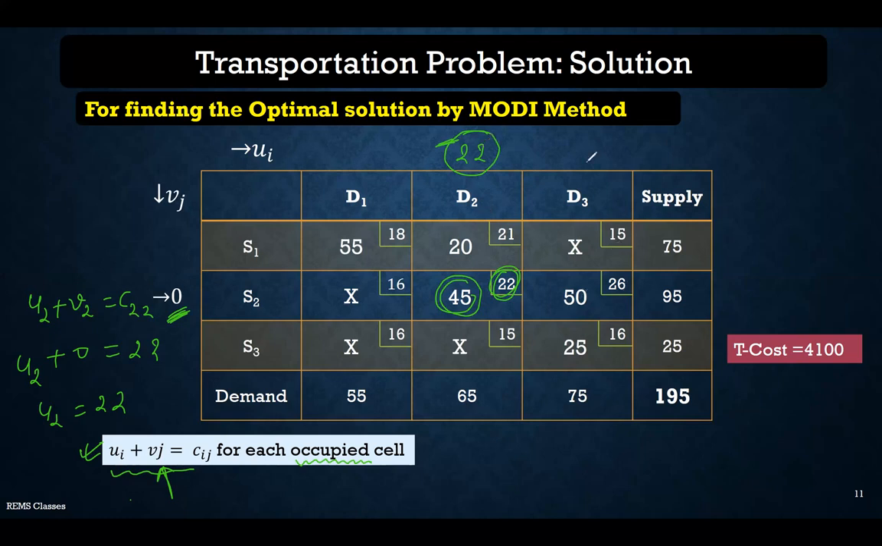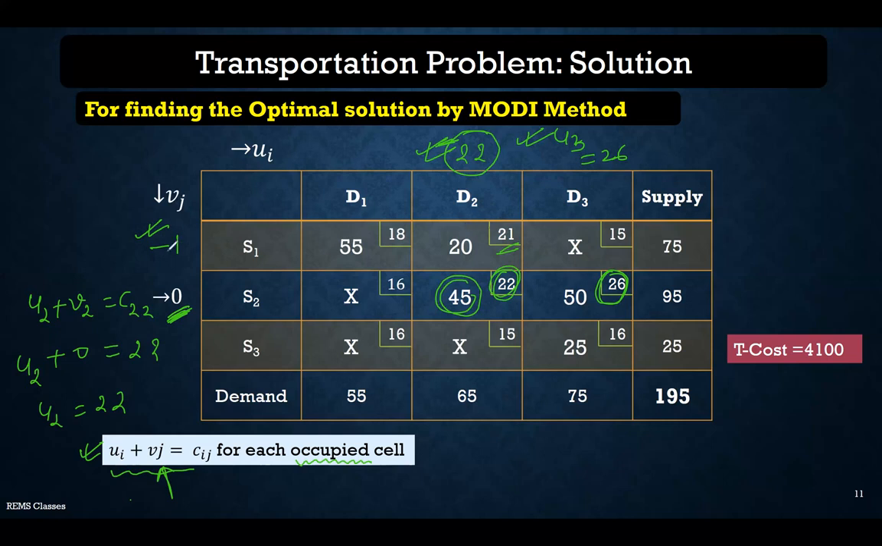Next we'll find the value of u3. How are we finding u3? This value is 26 and it is 0, so this 26 will be equal to the sum of these. So 0 plus u3 equals 26. Then this 21 will be equal to this plus this. If it is 21 and it is 22, this will be minus 1, since adding 22 and minus 1 gives 21.